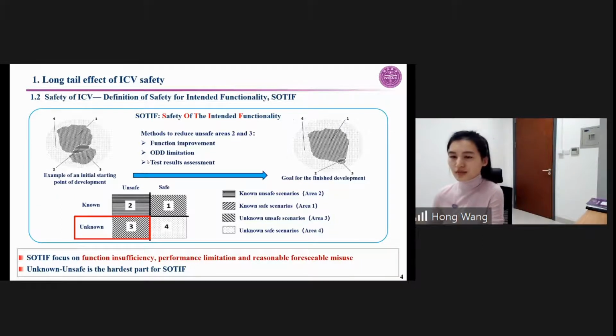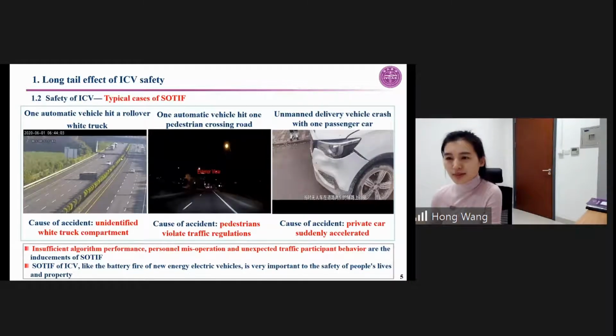Let's move on. What are the typical cases of SOTIF? Why do we think SOTIF is both an engineering and an academic problem? Let's see some typical cases of SOTIF. The first one is an automatic vehicle hitting a rolled-over white truck.